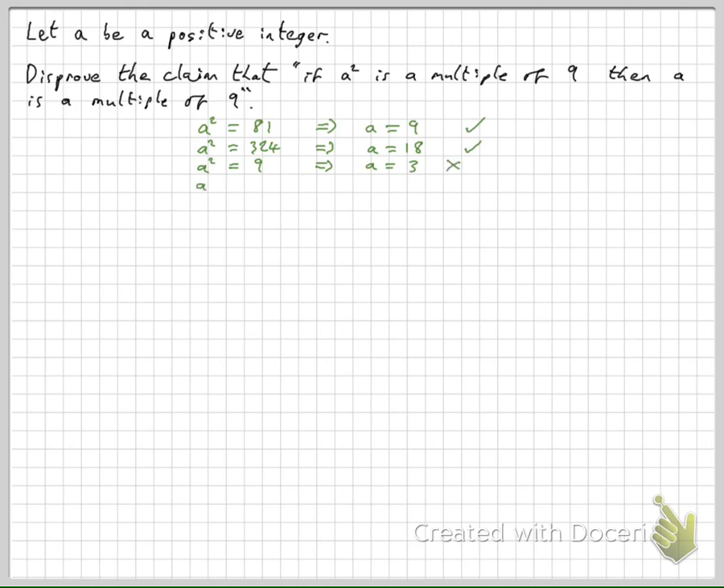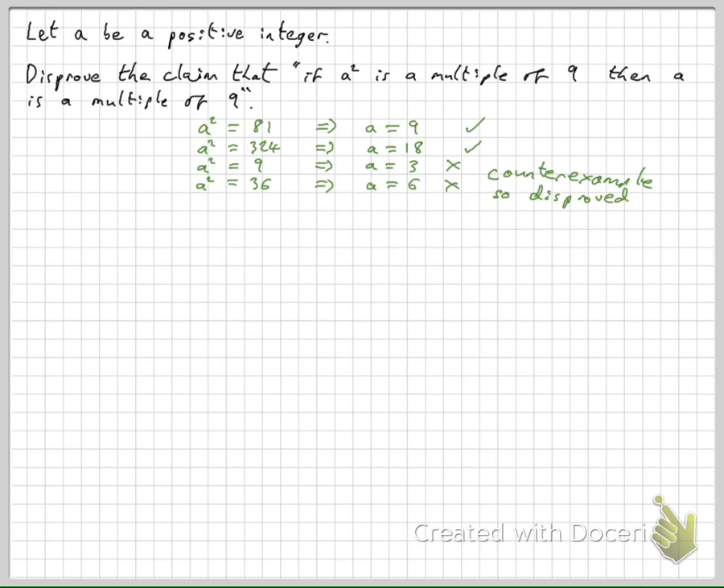If a squared is 9, that's clearly a multiple of 9. Then a is 3, which isn't a multiple of 9. And it also works for 36. Square root of which is 6, which is obviously not a multiple of 9, even though 36 is. So we've got two counterexamples here. We only needed one, but we've got two. Contradiction.